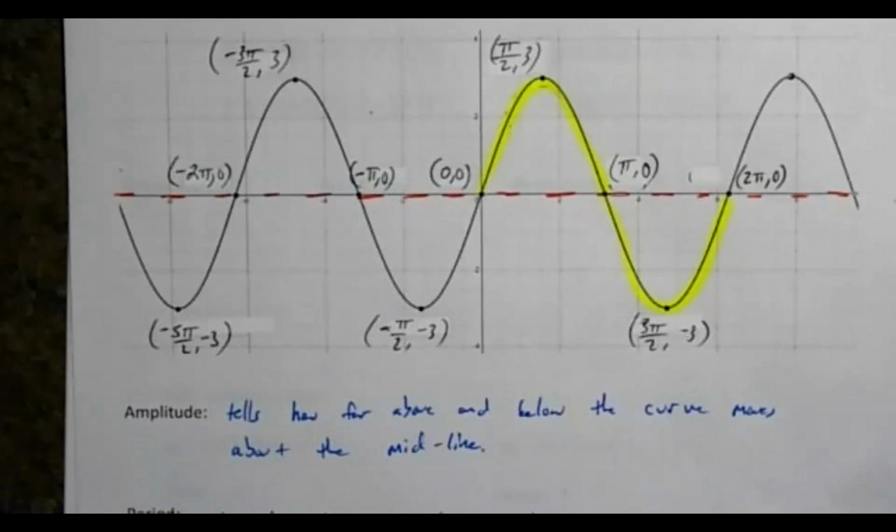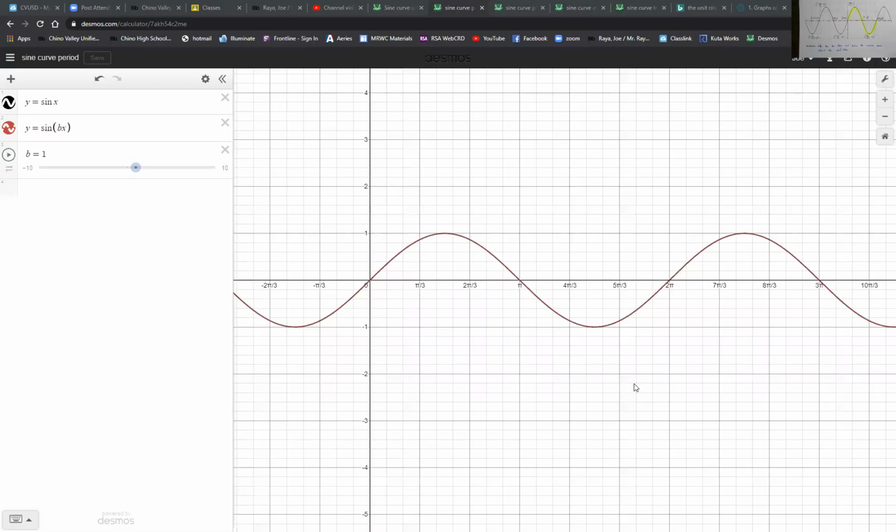Here we are back at Desmos. And now, if you notice, the equation over here changed. Now I'm looking at b, the number in front of x. b is responsible for the period. All right? So b is responsible for the period.